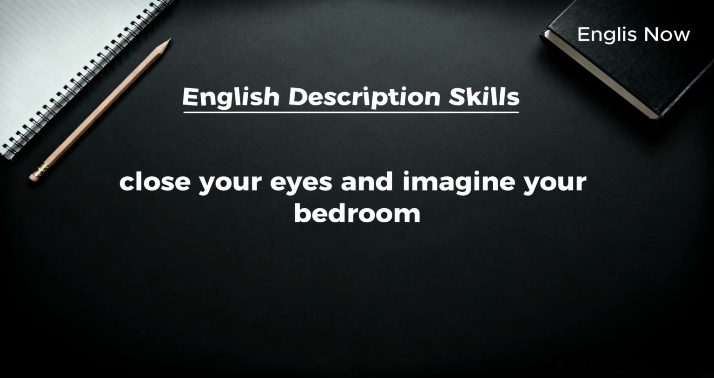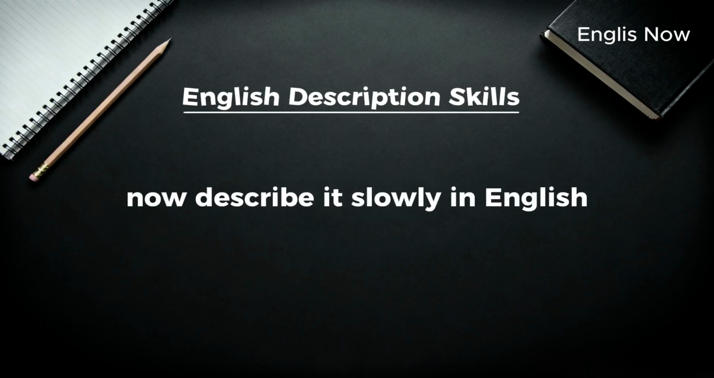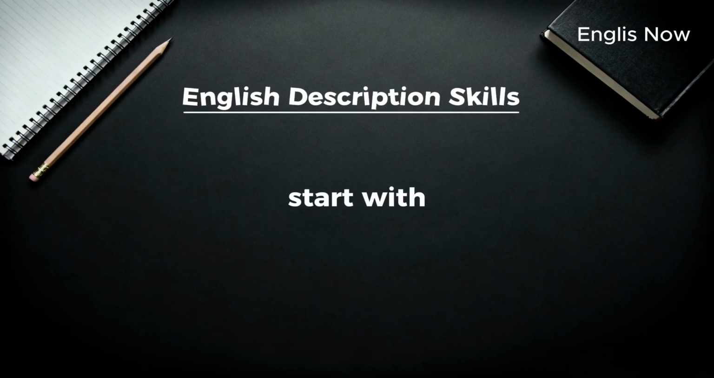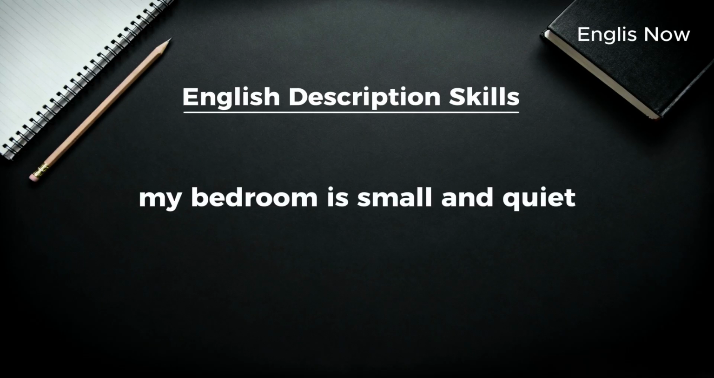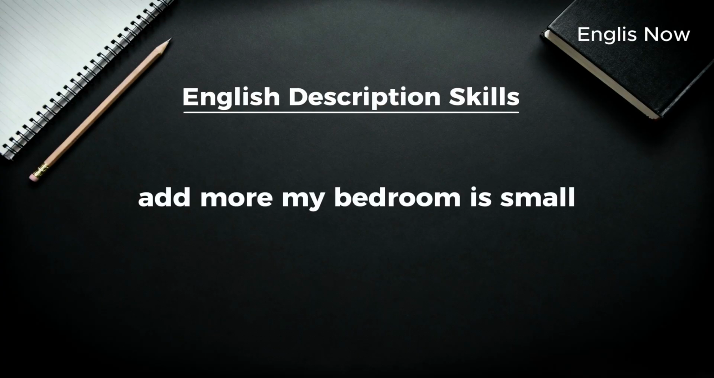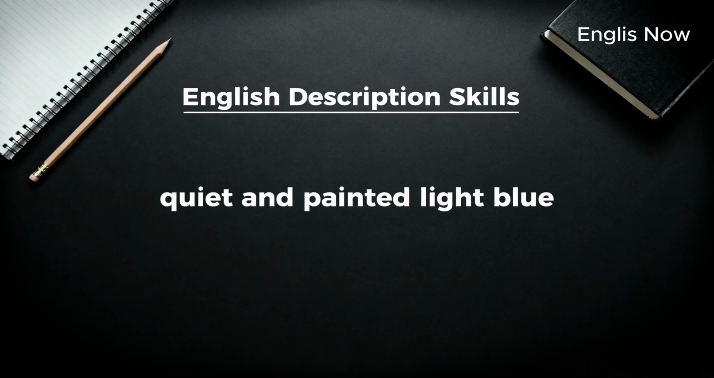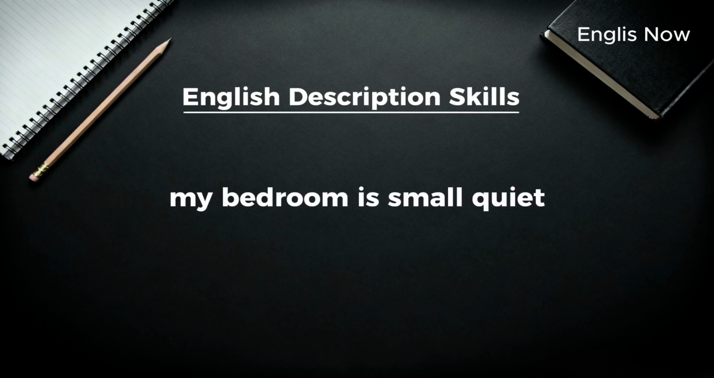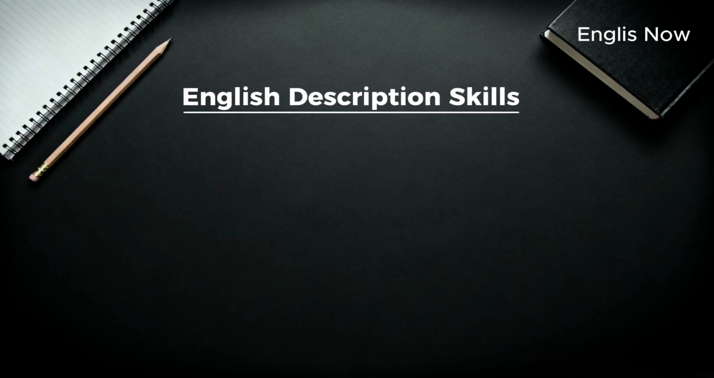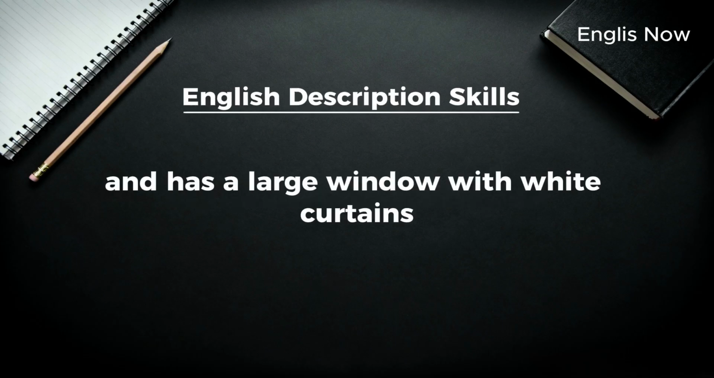Close your eyes and imagine your bedroom. Now, describe it slowly in English. Start with, "My bedroom is small." Then add, "My bedroom is small and quiet." Add more. My bedroom is small, quiet, and painted light blue. Add again. My bedroom is small, quiet, painted light blue, and has a large window with white curtains.